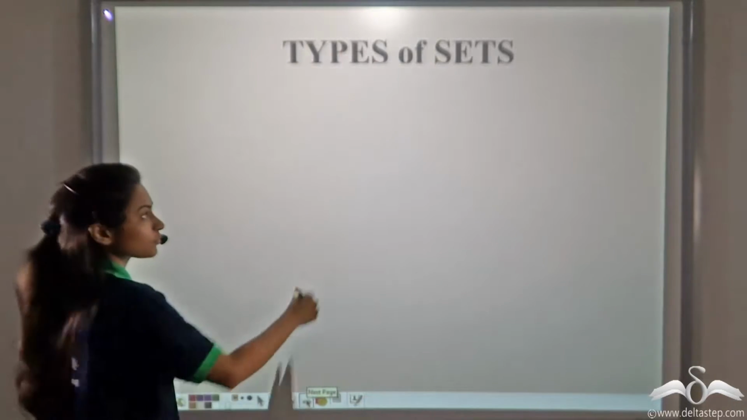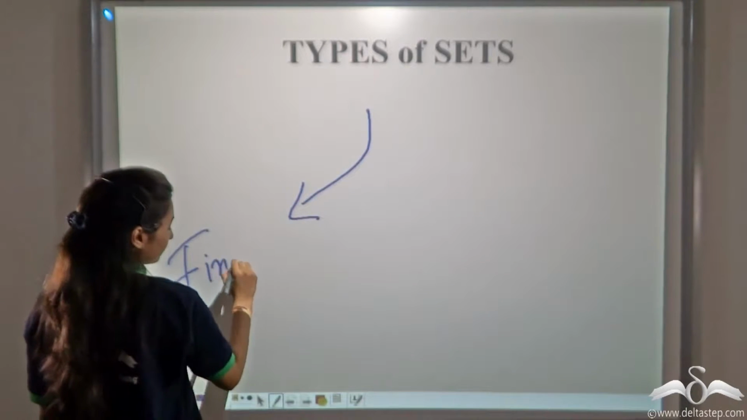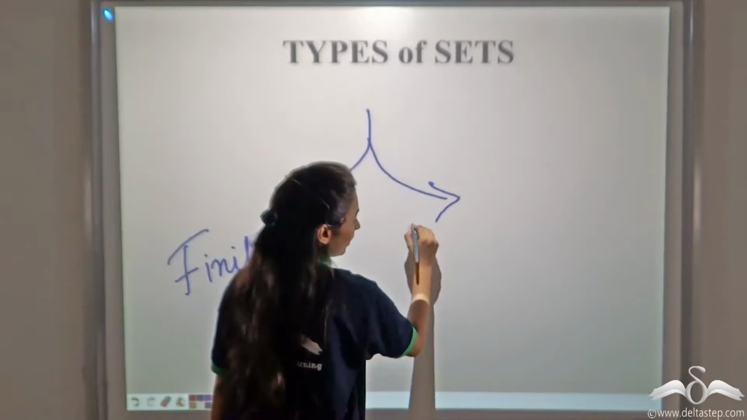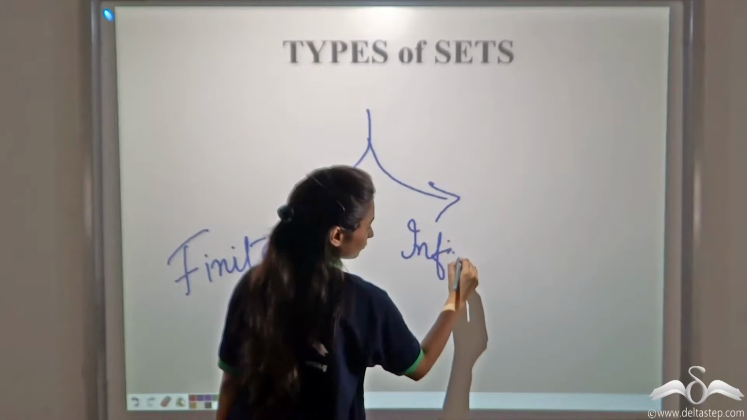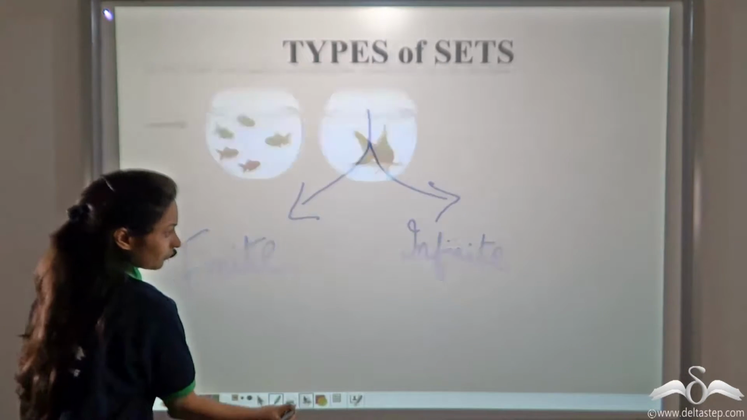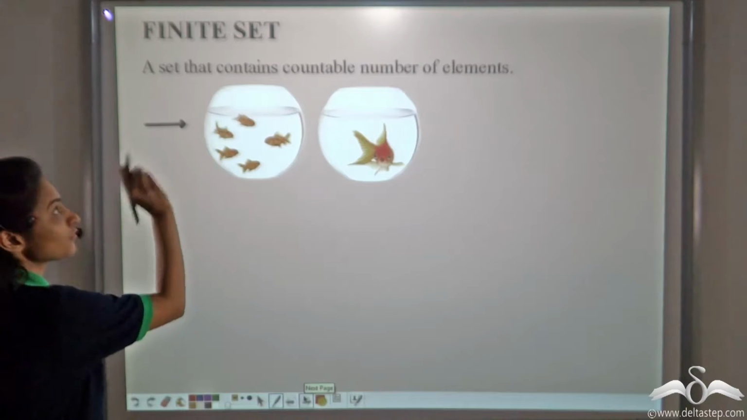So, what are the two types of sets? One is finite, that is countable. One is infinite, that is uncountable. Let's take the examples of finite sets. What is a finite set?